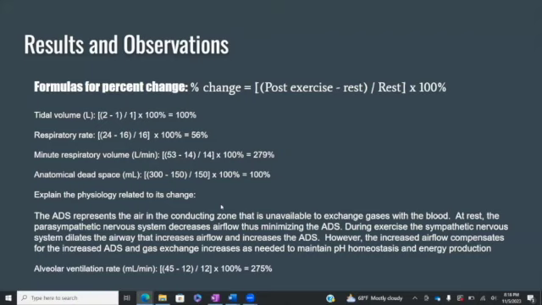The increased airflow compensates for the increased ADS, and gas exchange increases as needed to maintain pH homeostasis and energy production. And last but not least, the alveolar ventilation rate was measured in milliliters per minute, and that would be 45 minus 12 divided by 12 times 100, which comes out to be 275% change.